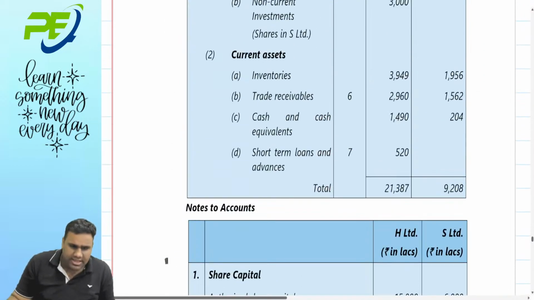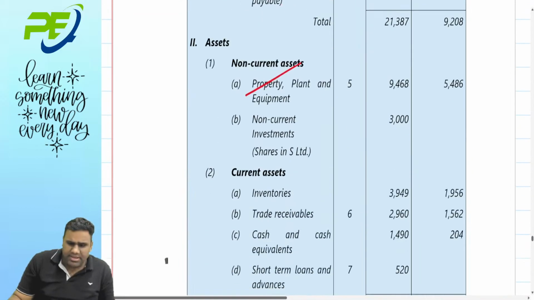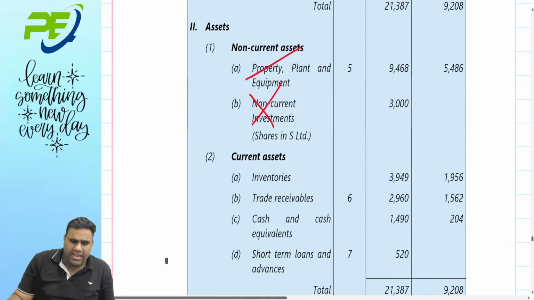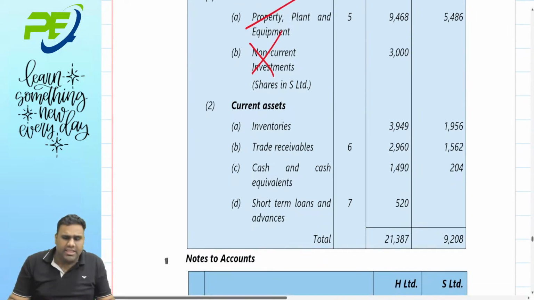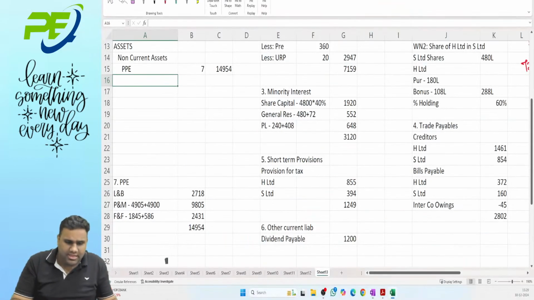What are you doing, bhaiya? PPE is over. Then investments will come. No. Why? Already adjusted with share capital, cost of control. Inventories will come, obviously.